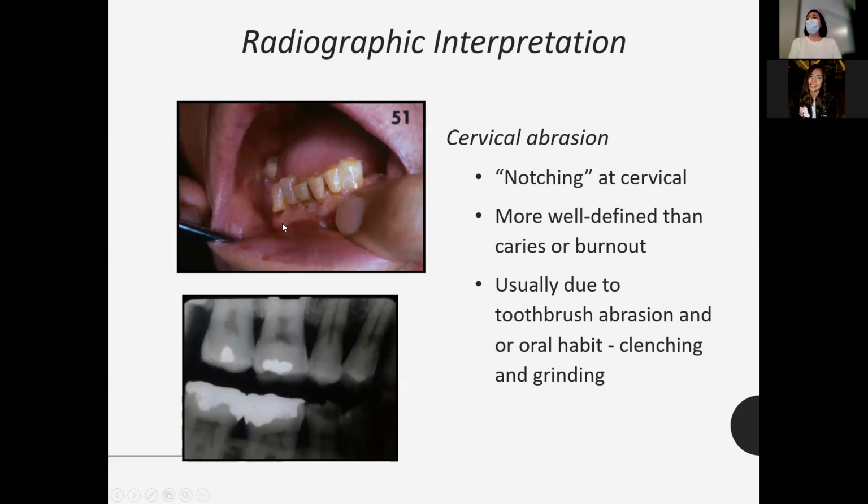So it ends up looking like these clinically, you're looking at these notched areas right along the cervical portion of the tooth. And on a radiograph, do you see how you have this radiolucent ring around the tooth here and here and here? It kind of looks like a ring. So that is what you're seeing radiographically, it's less dense because they've worn away structure. So it's a notching at the cervical, more well-defined than caries or cervical burnout, usually due to toothbrush abrasion or oral habits like clenching and grinding.